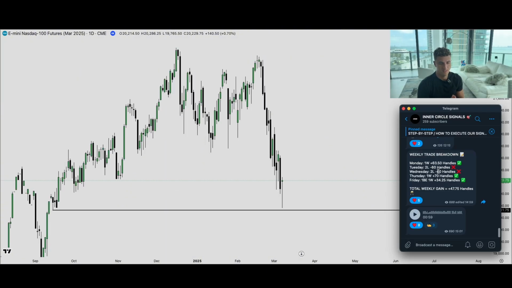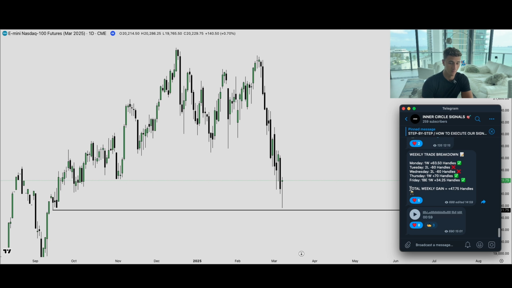Okay, so just for transparency reasons, I decided to actually show you guys the Telegram chat so you can see the exact trades that we took, including both wins and losses. So at the end of every single week, I like to do this weekly trade breakdown, okay? Just explaining pretty much every single trade that we took, how much we either won or lost, okay? So as you can see, we closed out the week for a total weekly gain of 47.75 handles, okay? It's not our best week.